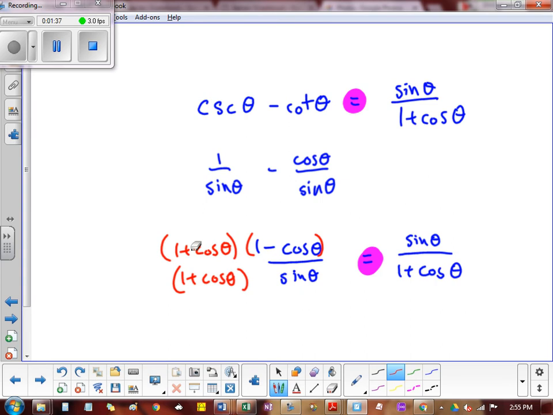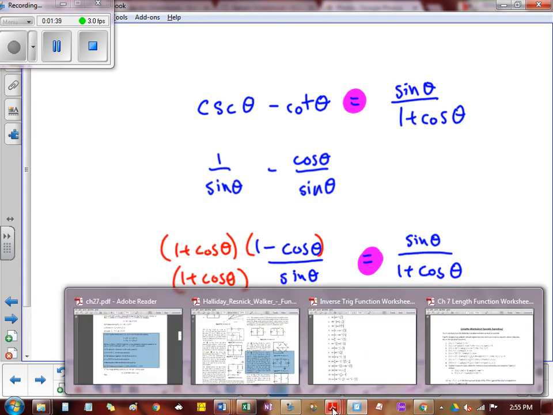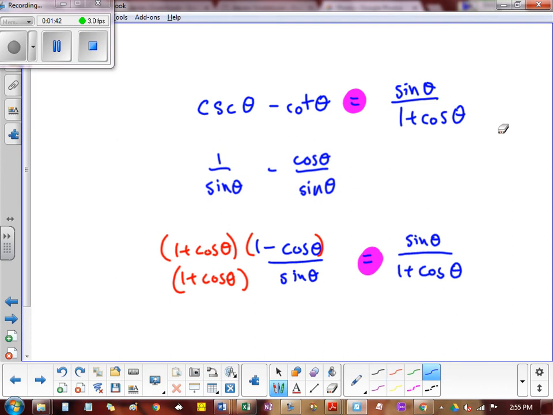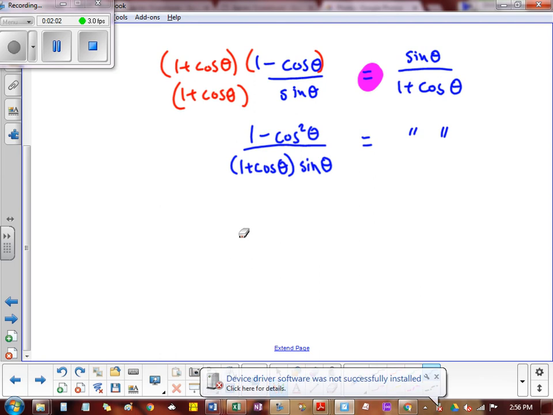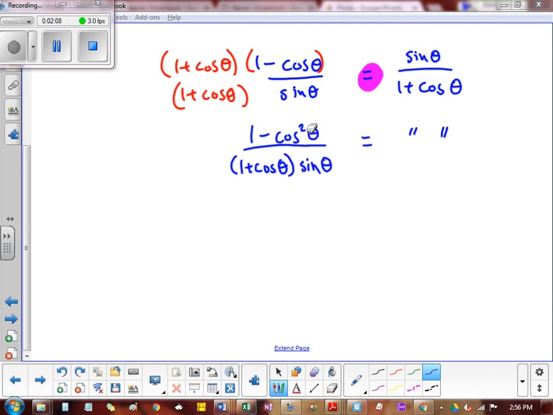So when you multiply the tops together, you get 1 minus cosine squared. And this is all over 1 plus cos times sine. Okay. And since I'm not allowed to touch the right side, I'm just going to write little quotations there. Okay, the numerator, if you look at your identity sheet, you'll notice that the numerator here, 1 minus cos squared, does look familiar. It is just sine squared. So you can put that on here.